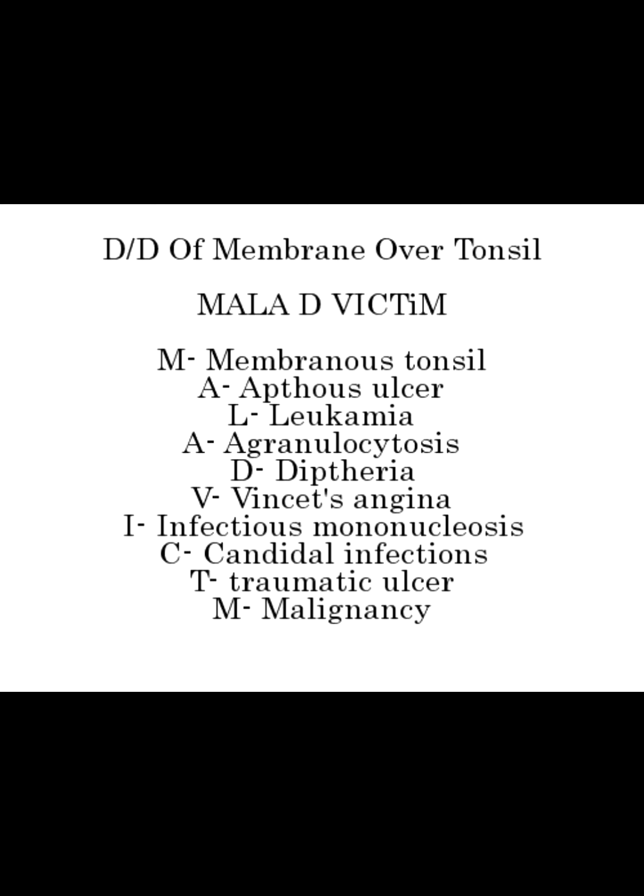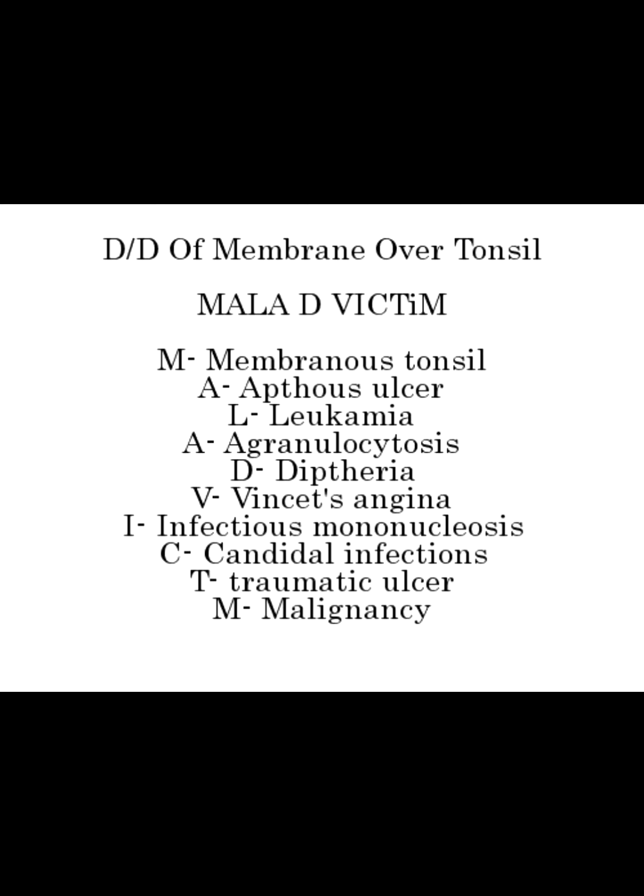Then we have aphthous ulcer, something which involves the oropharynx, which is another differential diagnosis for membrane over the tonsils. They will be solitary, or sometimes they might involve the tonsil or the pillars. But the thing is that they're extremely large, sometimes quite large, even alarming. They are that big, and it's very painful.